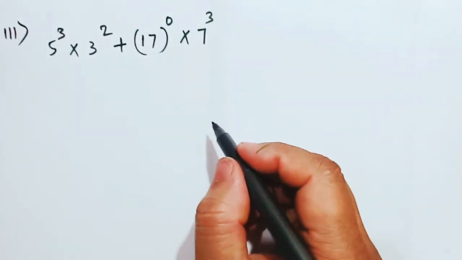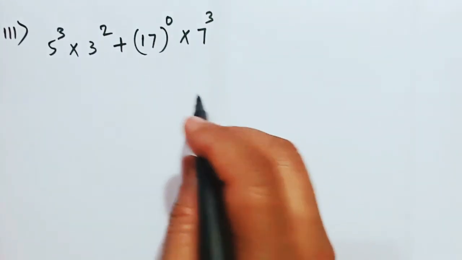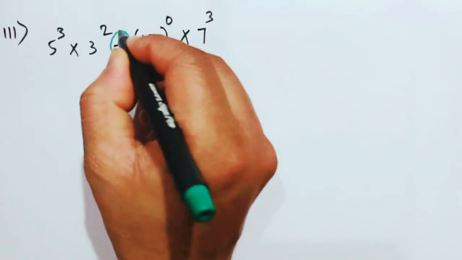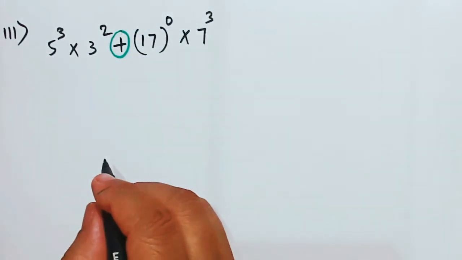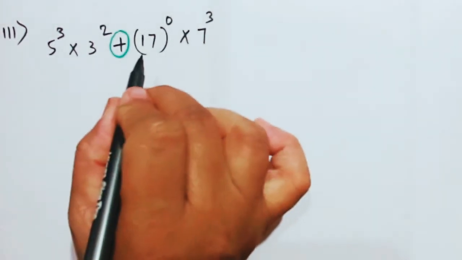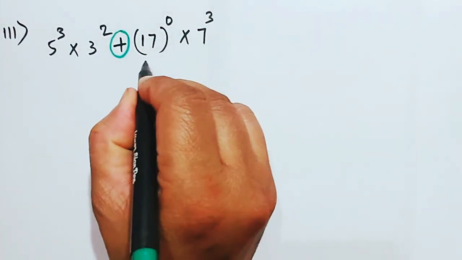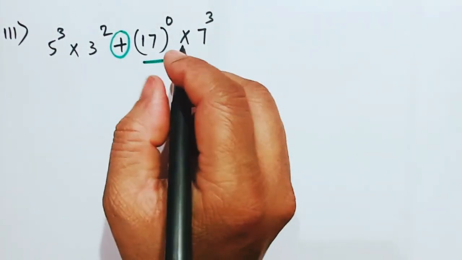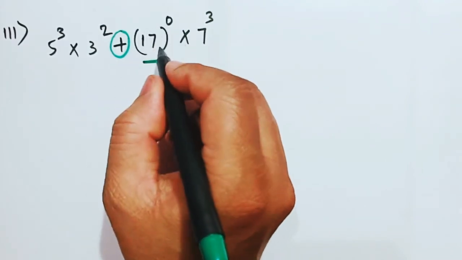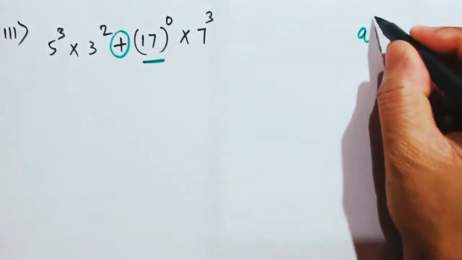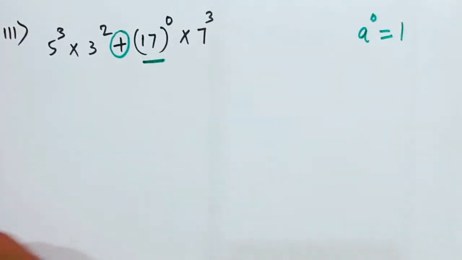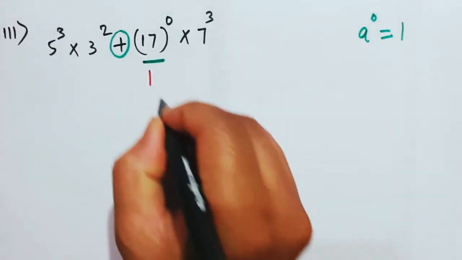Now where lies the problem? The children might get scared of this one. But I would say that this is a sum based on BODMAS, nothing else. First of all, you need to do the treatment of this one, 17 to the power 0, and you should know that a to the power 0 is equal to 1. So 17 to the power 0 will be equal to 1.